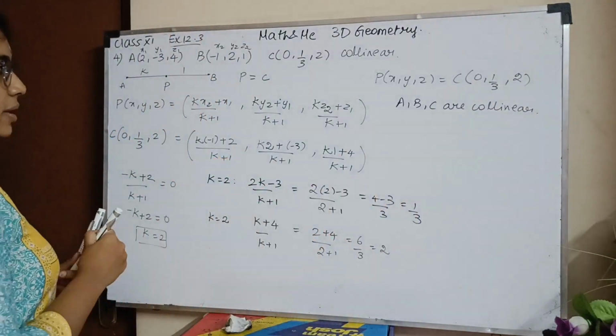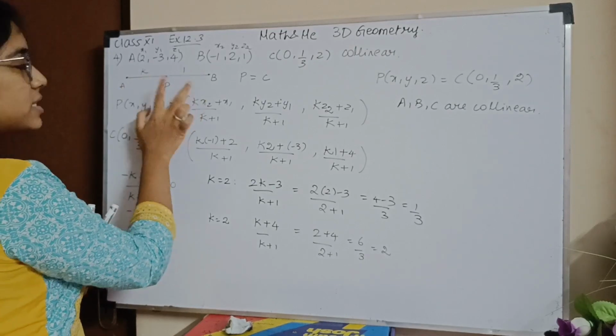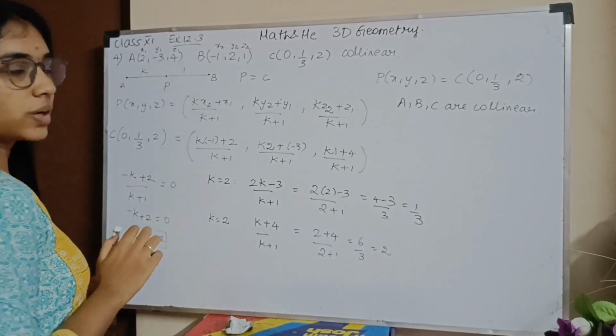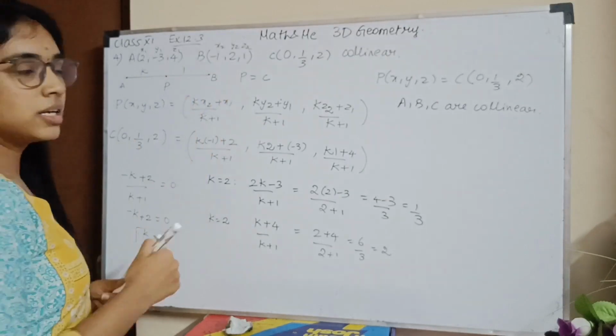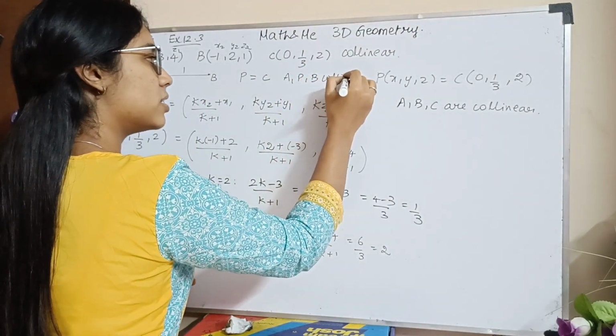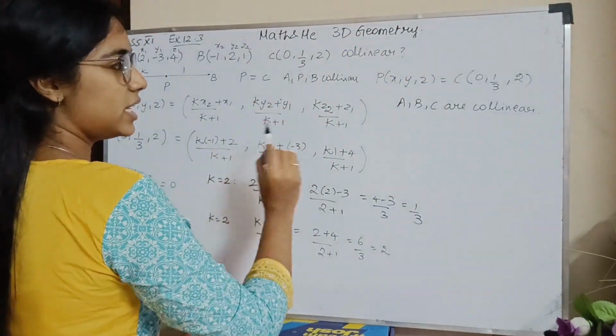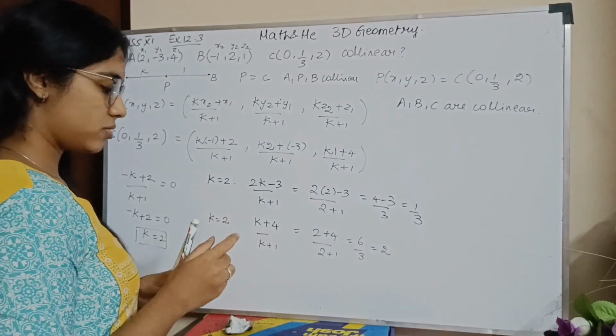So the first step: I am assuming that P is a point which divides the line segment AB in the ratio k:1. What does that mean? A, P, B are collinear. So basically I have A, P, B collinear already. So when I equate P to C, it means that A, B, C are collinear. Okay.